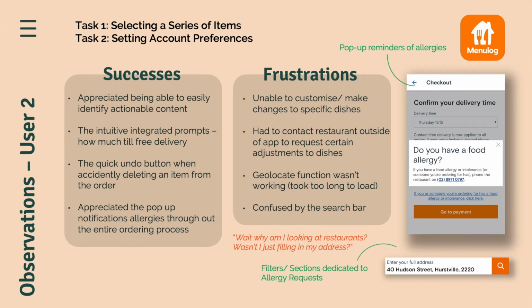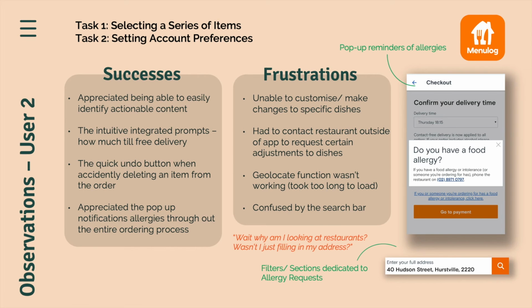For Menulog, user 2 had the same ease of use, and she enjoyed the transparency of the ordering process, with the visibility of the orange buttons that kept her in the know about the running total of her order. However, the differentiating factor for her was in making dietary requirements. A major frustration for her was having to undergo the entire process only to have to call the restaurant outside the app afterwards.